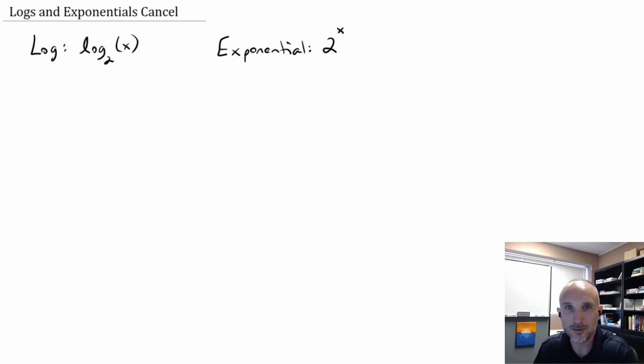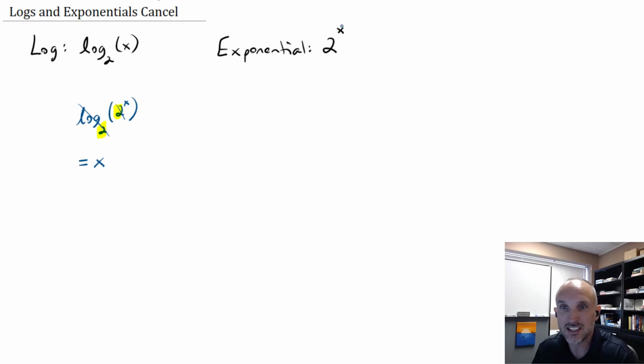Let me show you what I mean by that. If I input one of these into the other, so like if I replace this unknown x with 2 to the x, so if I have log base 2 of 2 to the x, because the bases match, the base on the log matches the base of the exponential that's input to the log, well, this log base 2 cancels the base 2 on the exponential, giving us just x, just giving us the exponent.